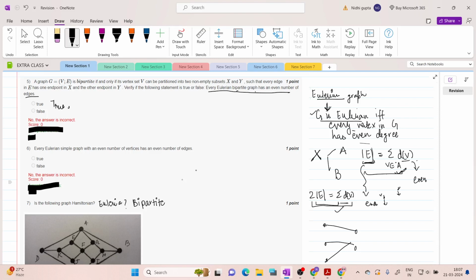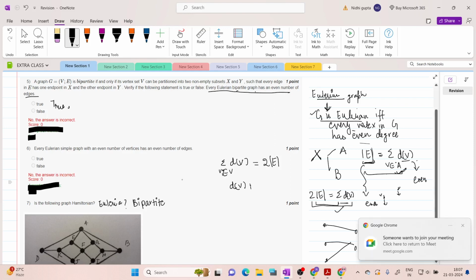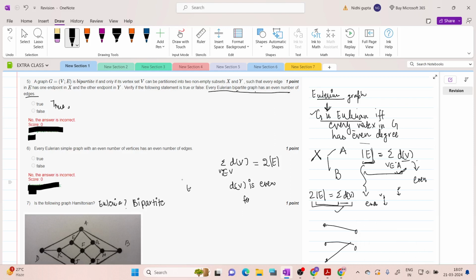So the Eulerian graph question: if we apply the handshaking lemma, we get that the sum of degrees is twice the number of edges, sum of d(v) over v in V equals 2|E|. Now if it is Eulerian, we know that d(v) is even for all v.